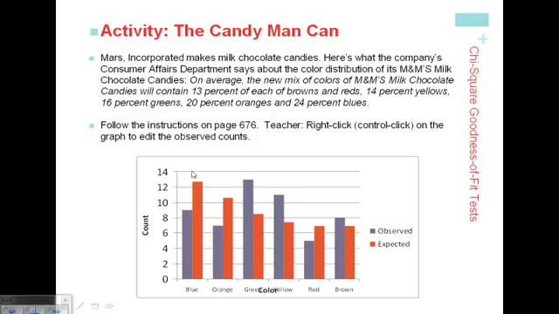Looks like I have an excessive number of green M&Ms and yellow M&Ms, as those observed columns are a little bit bigger. And look at this, my browns. I had 8, but I expected 7. I'm only just a little bit off on my browns.